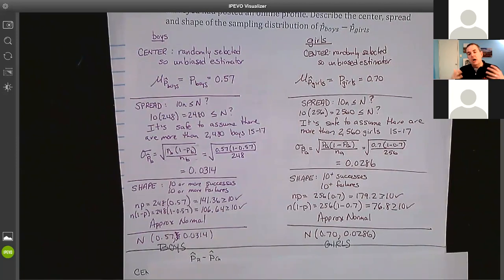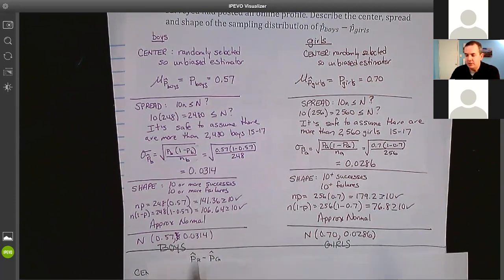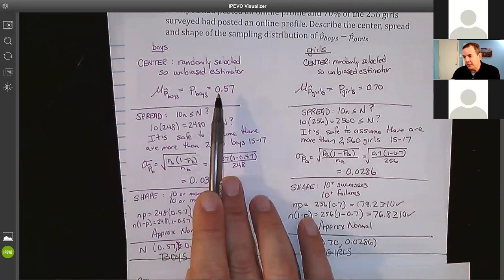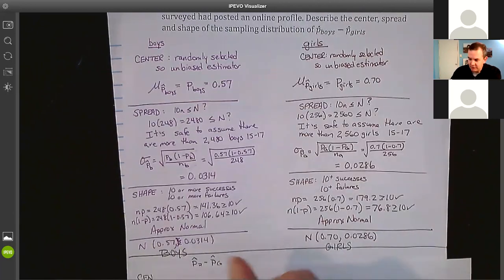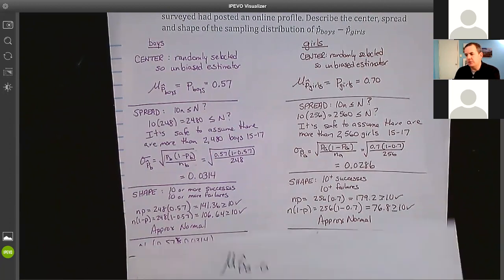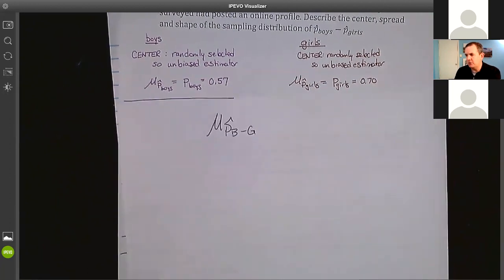Here's the deal. I am not so interested in boys alone or girls alone. I'm interested in the difference between boys and girls. I'm interested in the difference between those two proportions. So what is the difference between the proportion of boys minus the proportion of girls?